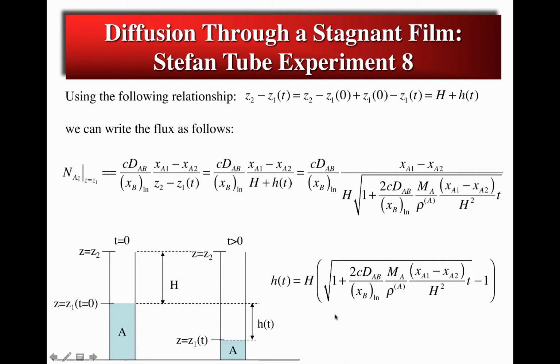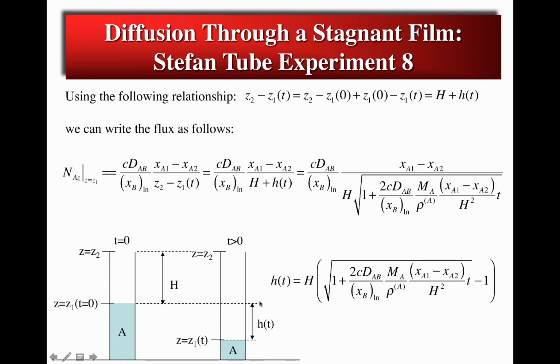And so if you look at this expression and you had data for the disappearance, for the change in little h of T versus time, if you just took experimental data and measured h as a function of time, the only unknown in this expression would be the diffusion coefficient, DAB.